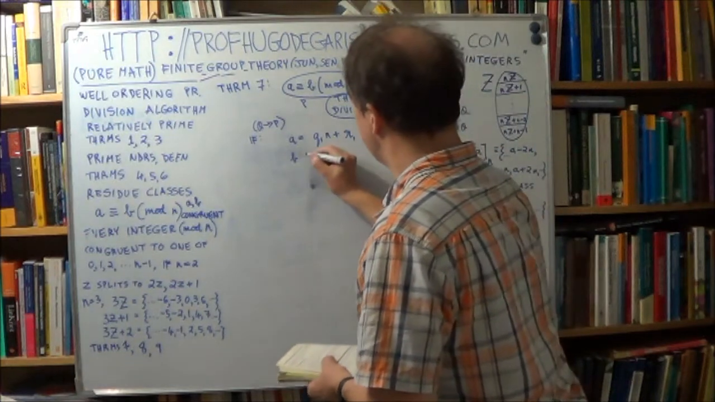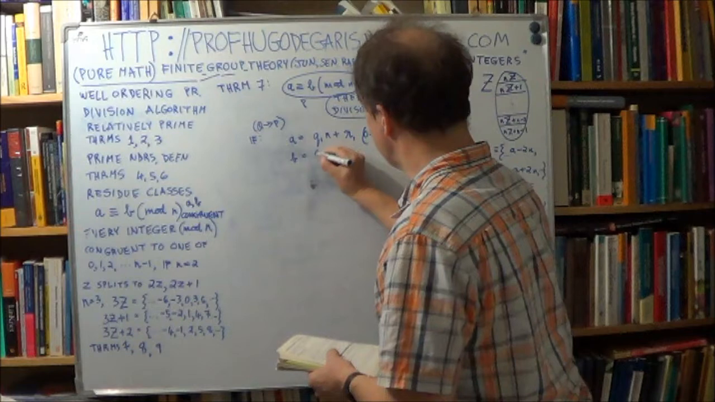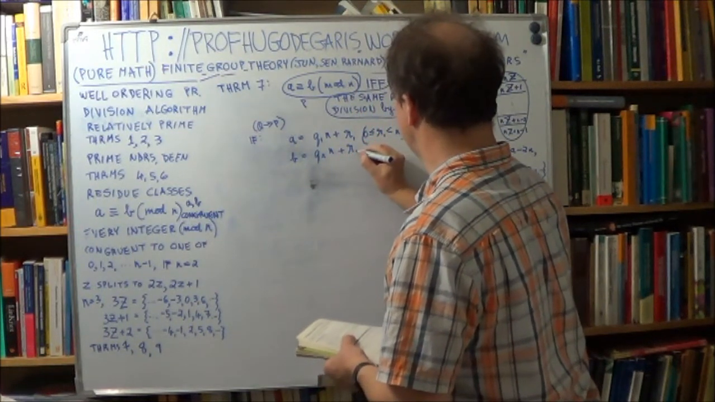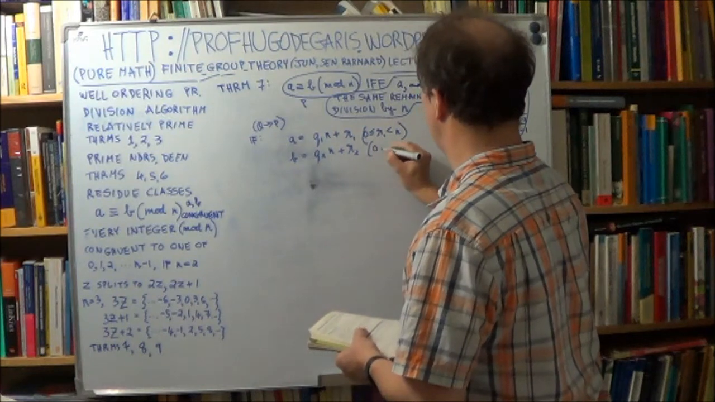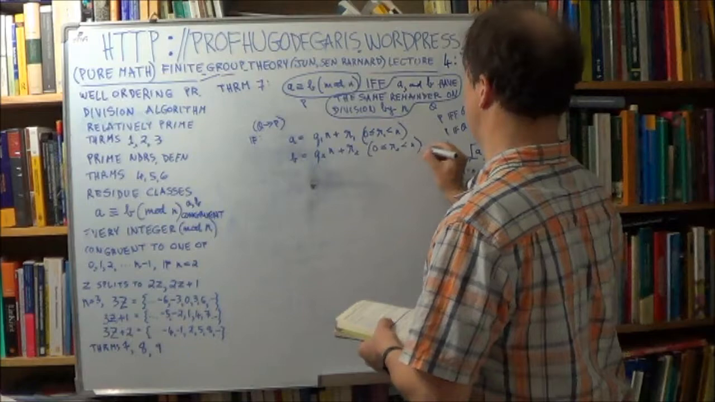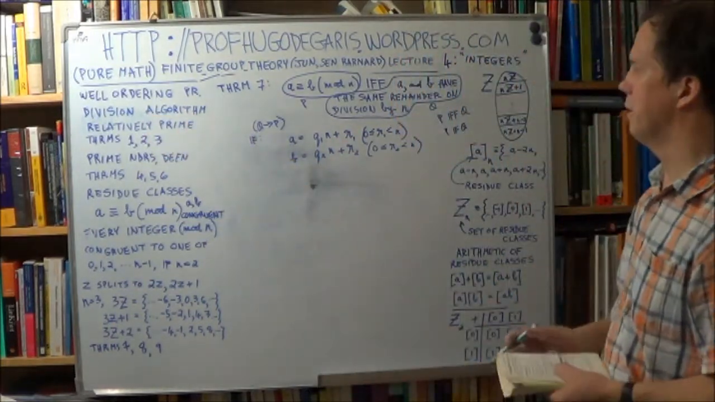And similarly, B will be Q2 n plus R2. And R2 is going to satisfy this. Right? That's from the division algorithm that we did earlier.